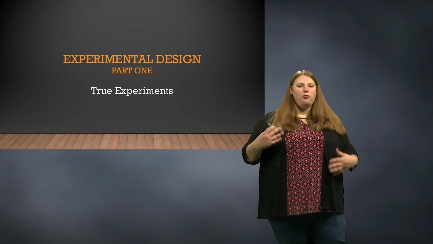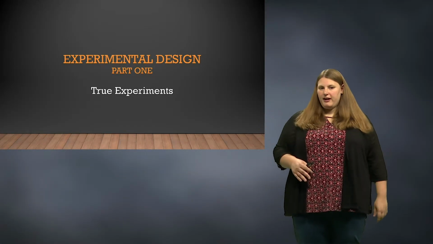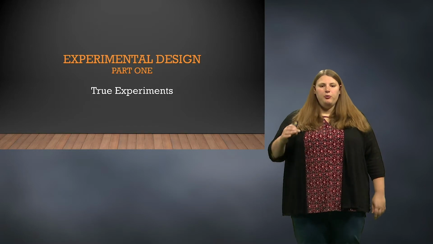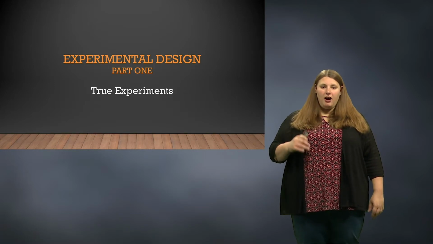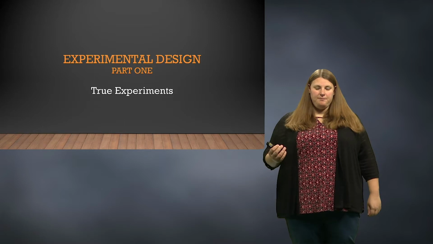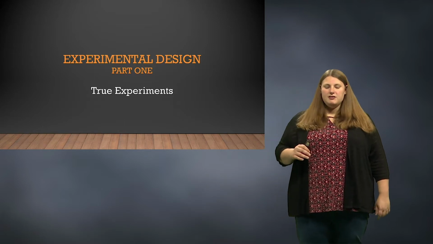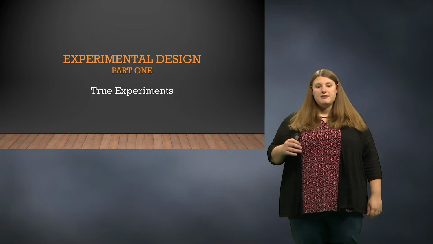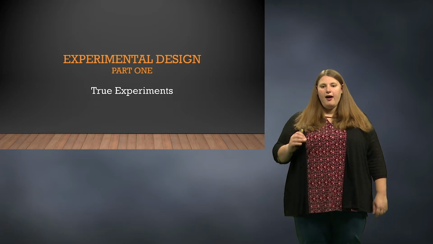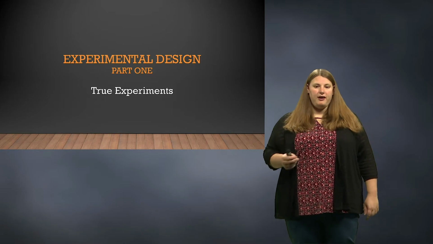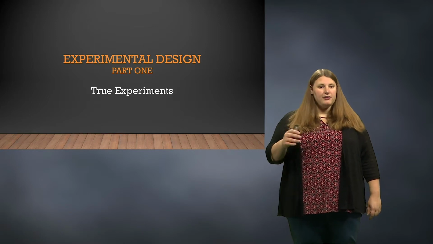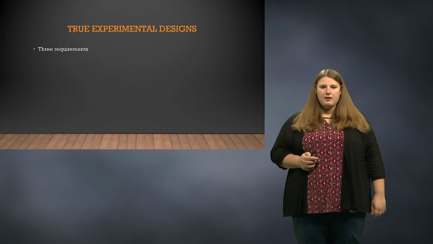Hi everyone, and welcome to our continuation of Chapter 8. In the last module, we briefly introduced this chapter by talking about the requirements to prove causation. In this week's lecture videos, we're going to explore the different types of experimental designs that can help us on our quest to prove cause and effect relationships, starting with true experiments.